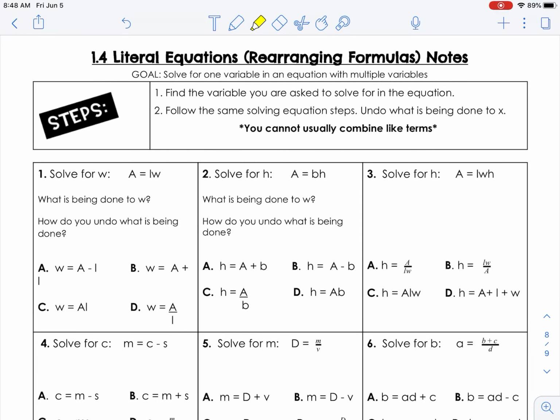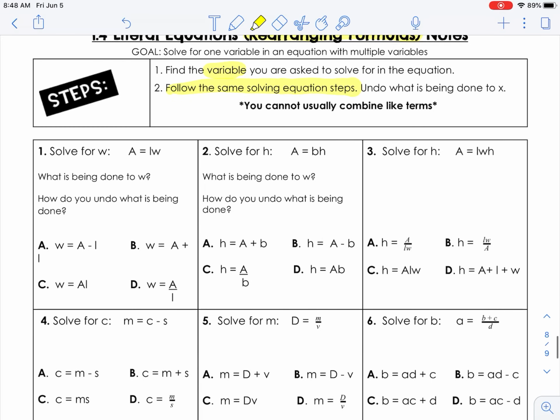1.4, literal equations. They look so scary, but don't be scared. It is just rearranging formulas. We're going to follow the same steps that we would to solve an equation. The only difference is we are looking for a specific variable, and it's all going to be letters, so we usually can't combine like terms. We're just getting one letter by itself.